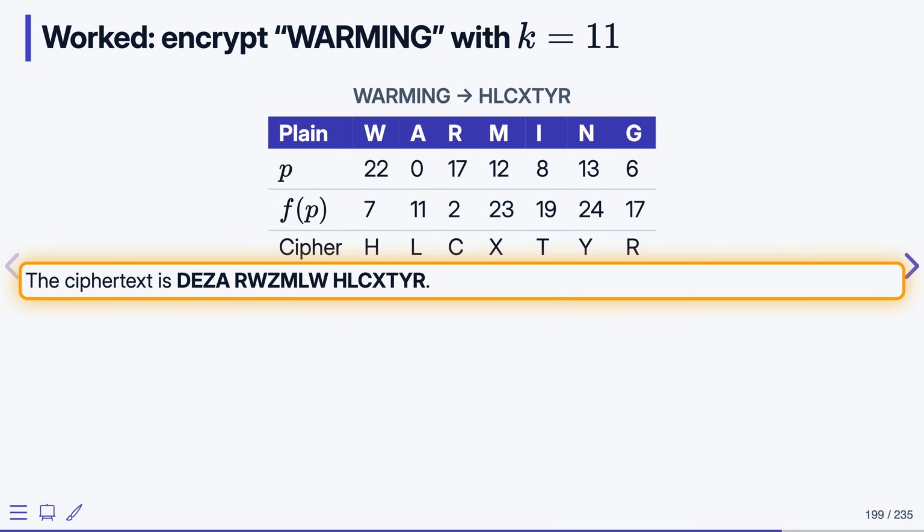So the whole ciphertext is DEZA, RWZMLW, HLCXTYR. Notice how completely a small key hides the words.